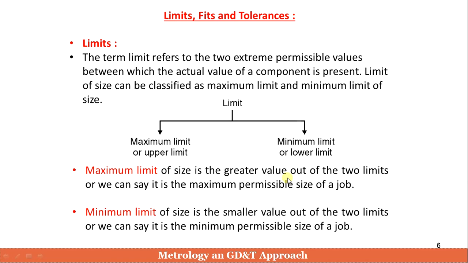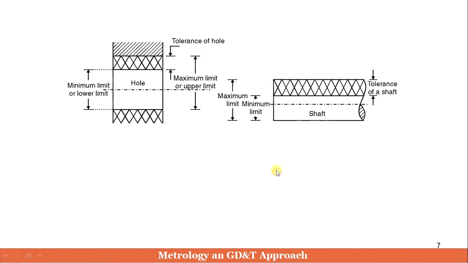This is a very simple term which can be remembered. So this is a hole as an internal feature. This is the maximum limit, this is the minimum limit, and the difference of both we call a tolerance on the hole. Then we have the tolerance on the shaft, that is, the minimum limit and maximum limit. The difference between these two we call the tolerance on a shaft.